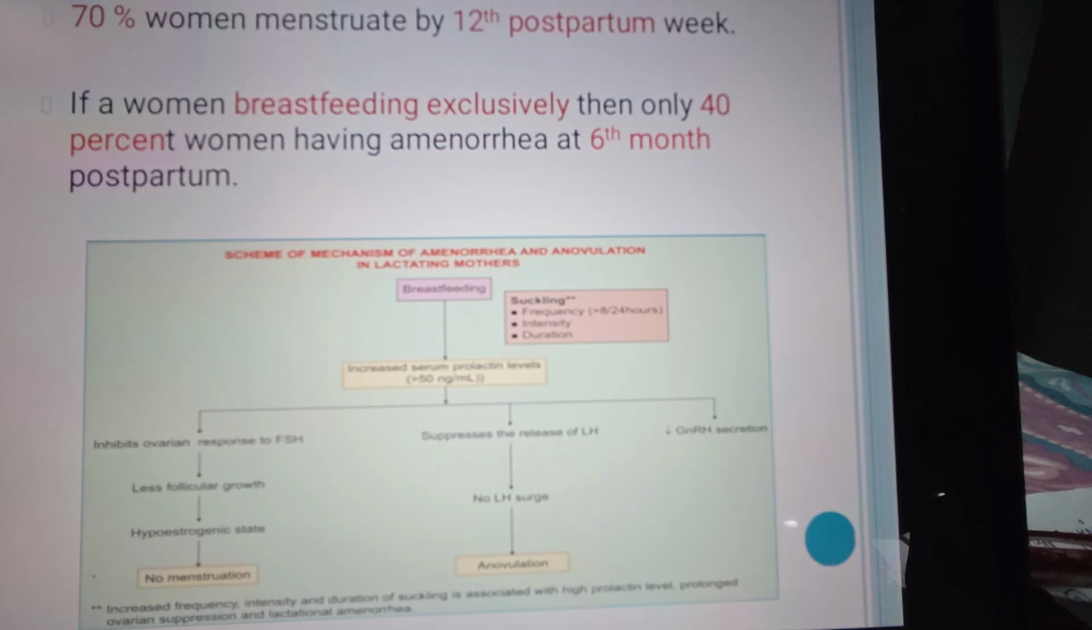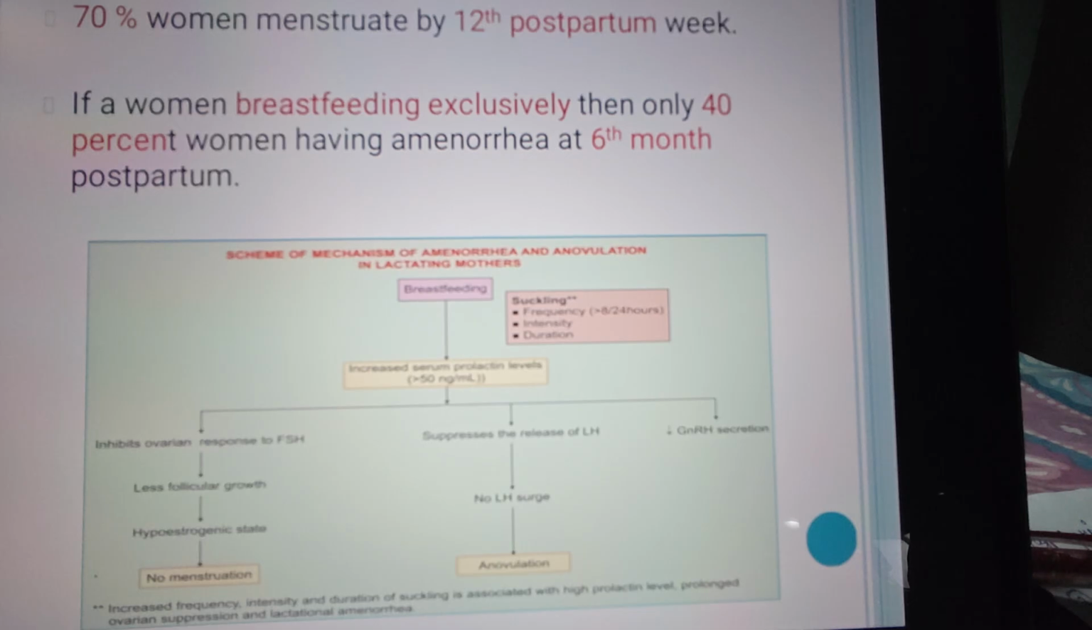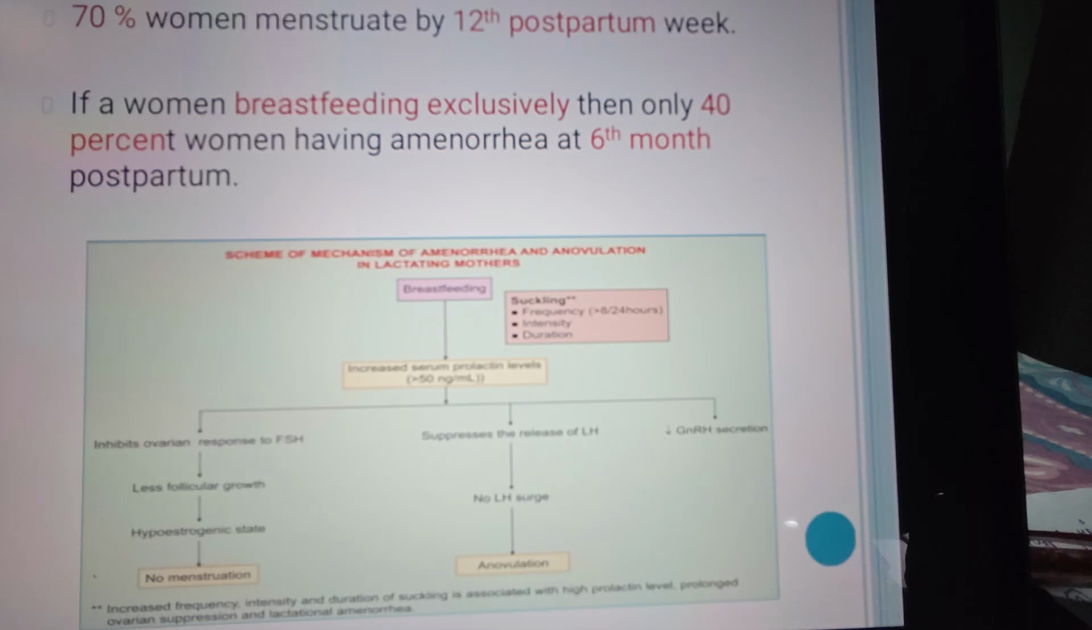What does this prolactin do? It decreases the estrogen and progesterone levels. Prolactin inhibits ovarian response to FSH, and there is less follicular growth, so there is a hypoestrogenic state which causes no menstruation. Also, there is suppression in the release of LH, and this LH does not rise, and hence there is no LH surge. So when there is no LH surge, what happens? There is anovulation.